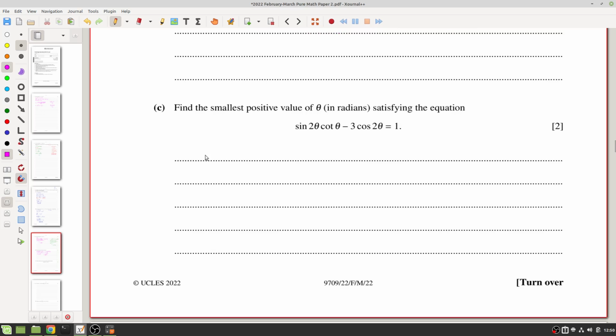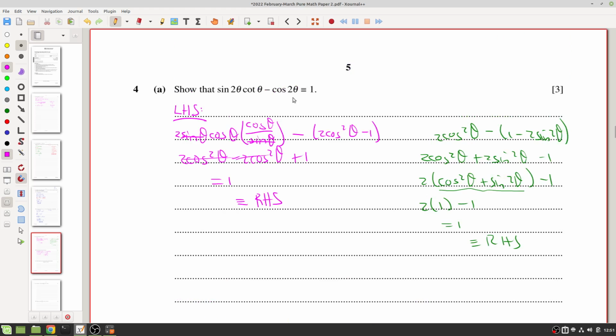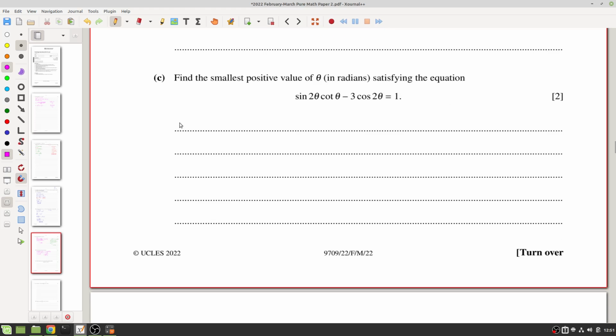Question C, find the smallest positive value of theta satisfying this equation. Okay, so this looks the same except that 3, I think, minus 3 cos 2 theta equals 1. So that's the only difference. Okay, so I'm going to just start from scratch.